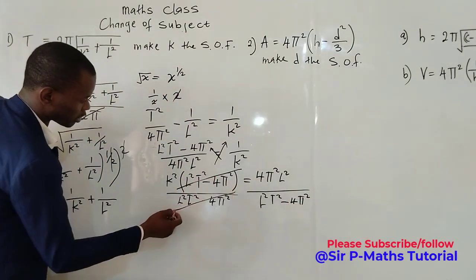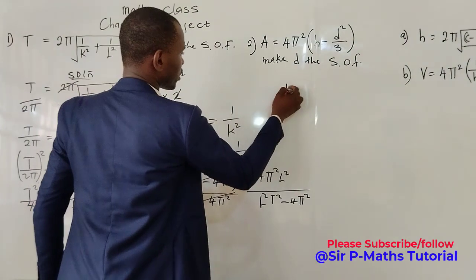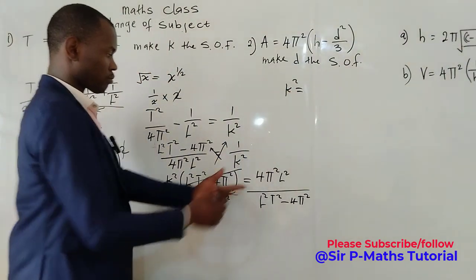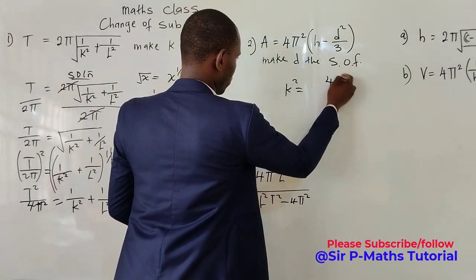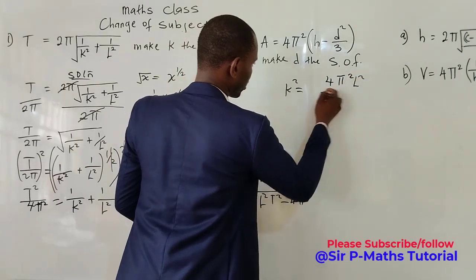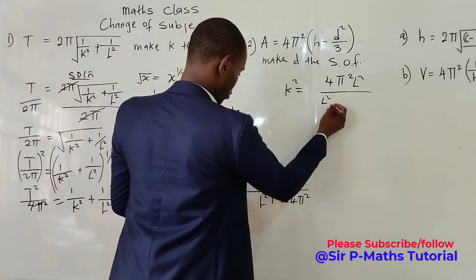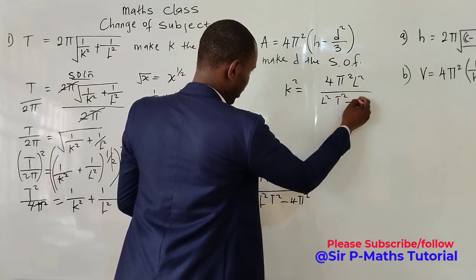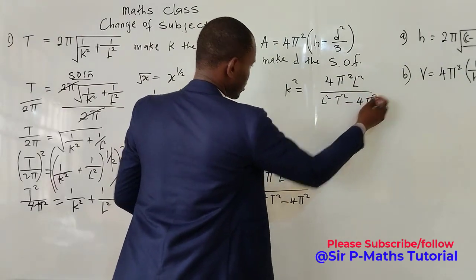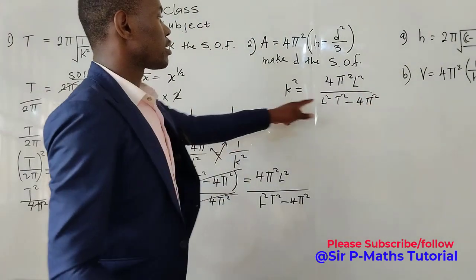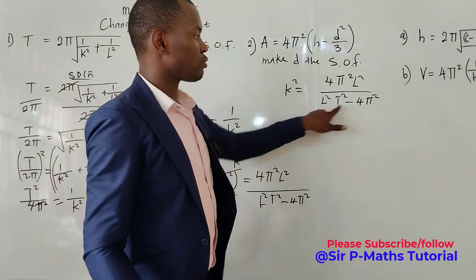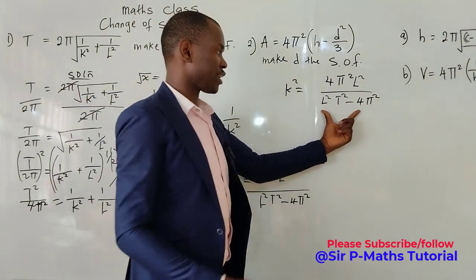This one will be cancelled by this one, and then I'll have k squared equal to 4 pi squared l squared over l squared t squared minus 4 pi squared. Okay. Then observe this denominator very well. You discover that we have a difference of two squares.